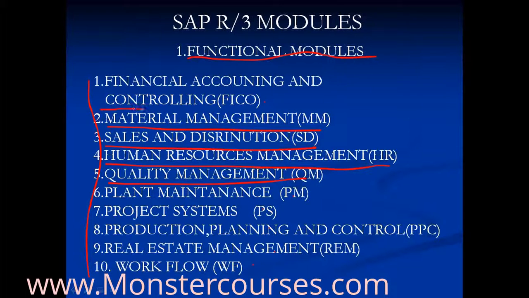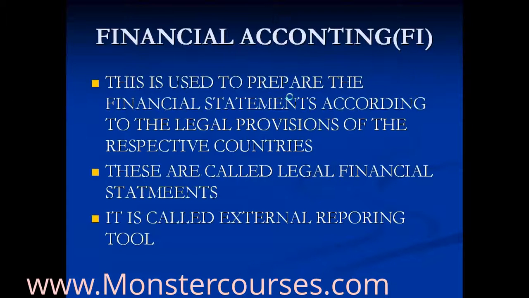Here our module is FICO. So FICO is a very demanded module, and it is a combination of two modules. One is financial accounting and the other is controlling. So FI stands for financial accounting. It is used to prepare the financial statements according to the legal provisions of the respective countries. So that is the main purpose of this financial accounting. You can prepare the financial statements according to the legal requirements of the respective countries.